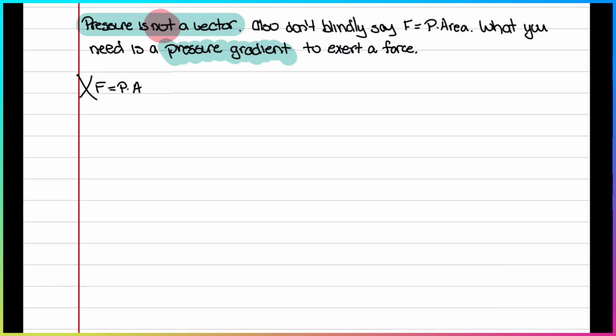If I were to put a little sensor on the walls of our box, it wouldn't matter where in the room or at what angle it's positioned, it would measure the same pressure just because of the uniformity of what's going on. So what you really need to experience a pressure force is a pressure gradient. Pressure forces arise from gradients instead.